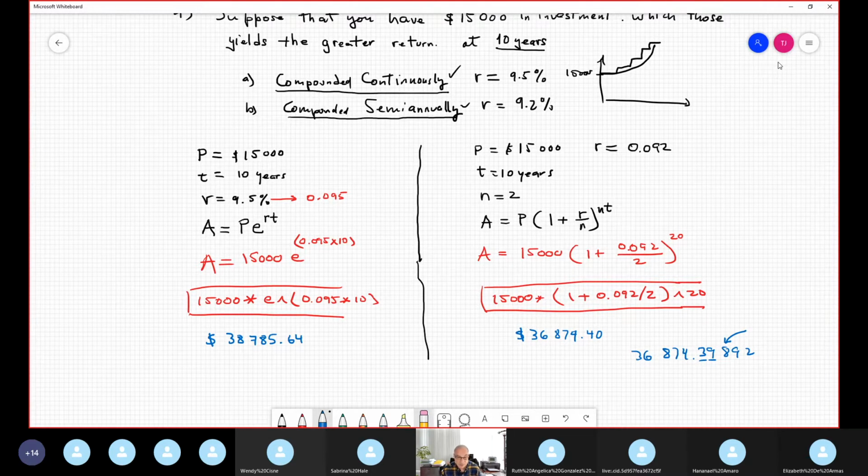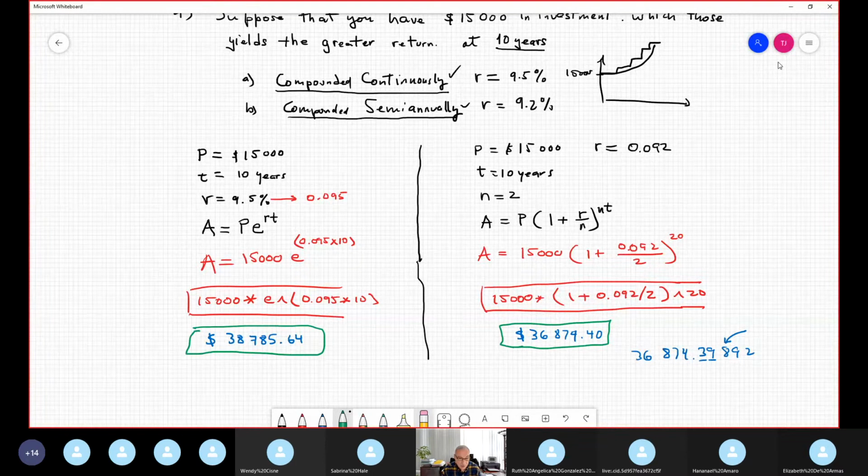So my goal is to compare this money and this money, and using my common sense, it's obvious that this is the best option.